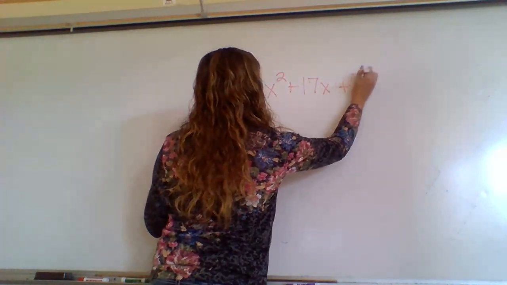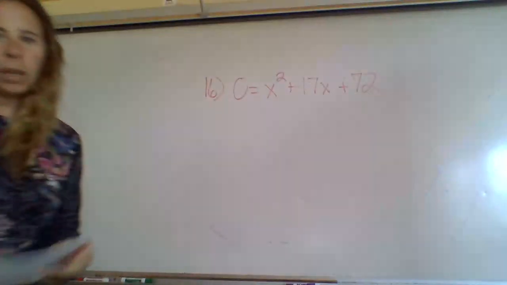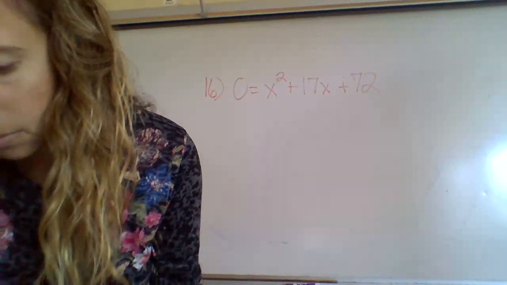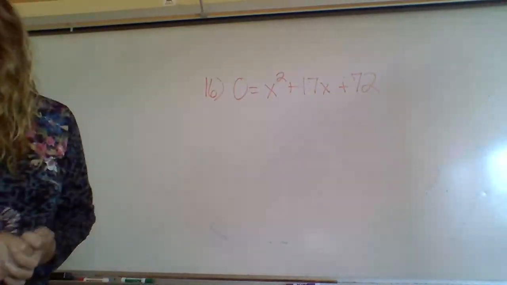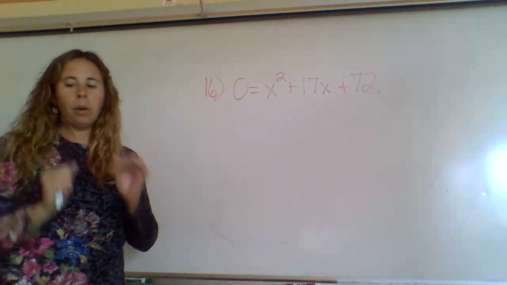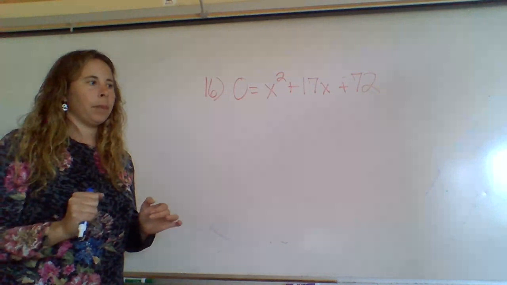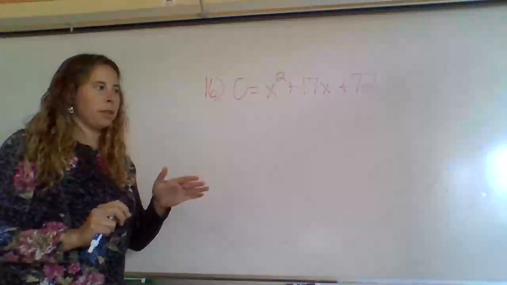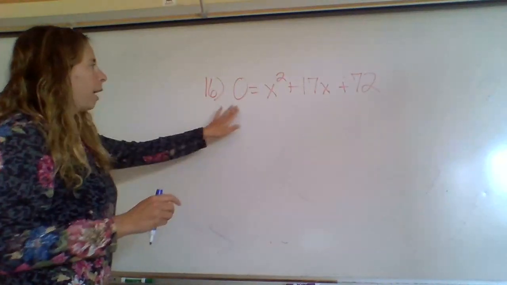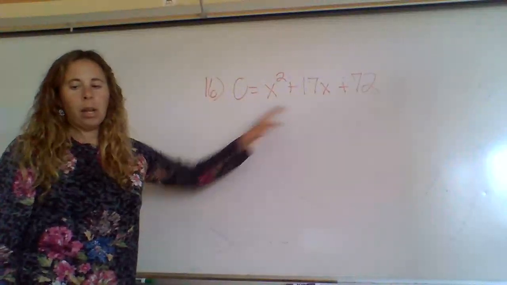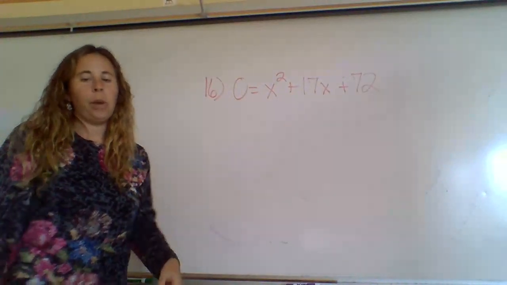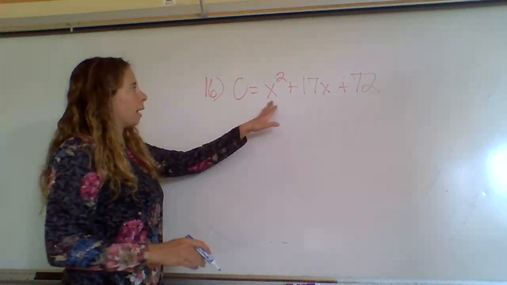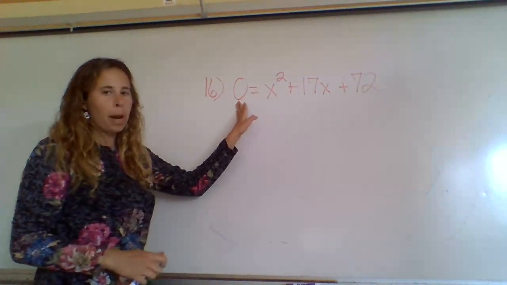x squared plus 17x plus 72. It says solve by factoring. So notice the difference between this and Unit 2, where it said factor, and it gave you f of x equals this and told you to factor it. Now, solve by factoring, you have an extra step. This is equal to 0. So we're trying to solve for x. What is x when y equals 0? That's what we're trying to figure out.